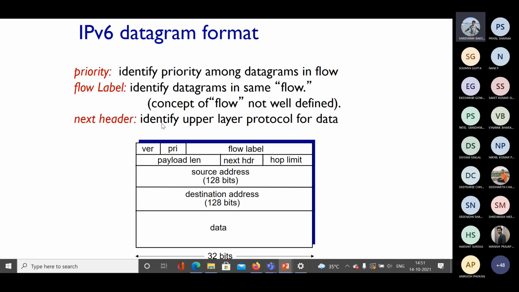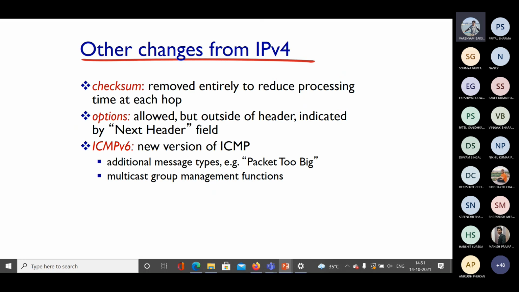Then comes the next header, which defines what the upper layer protocol for the data is. Rest of them you can already understand, and you already know payload length: the length of the payload that you are sending. Then the hop limit, the max hop limit that your datagram can incur. Then you have the source address, the destination address, and the payload data. So this is your IPv6 datagram format.